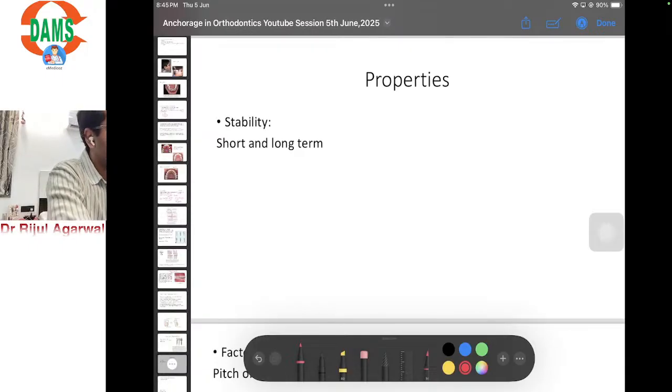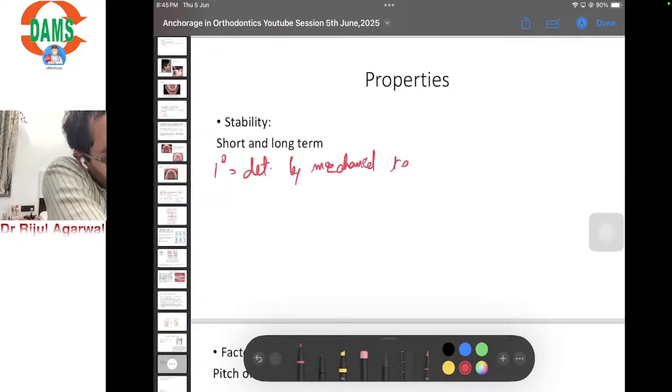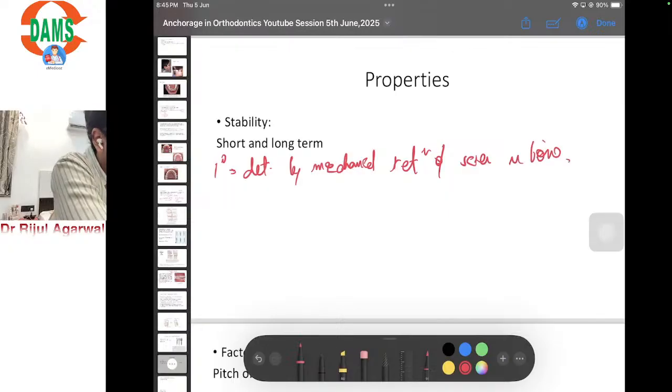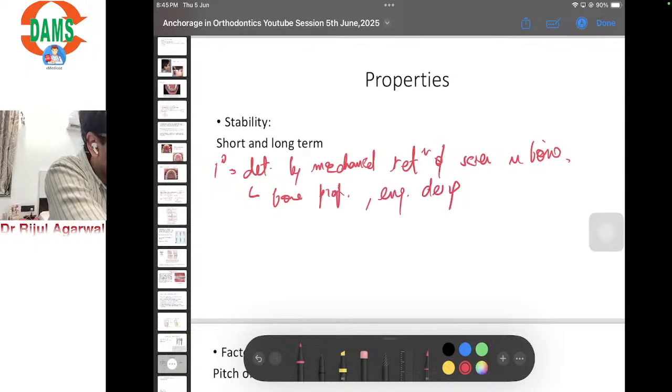So short term is also known as primary stability. The time at which we insert the screw, the initial insertion, is when primary stability comes into effect. It is determined by the mechanical retention of the screw in the bone. It depends upon the bone properties, the engineering design of the screw, and the placement technique.